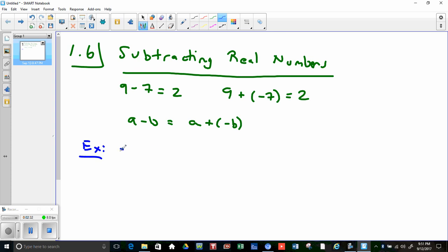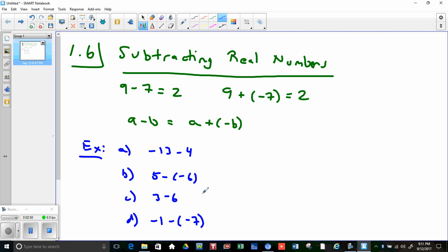So we're going to do negative 13 minus 4, 5 minus negative 6, 3 minus 6, and negative 1 minus negative 7. All right, negative 13 minus 4. We're going to change this.